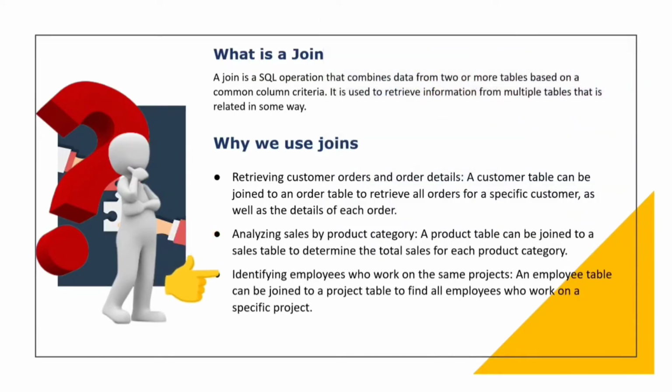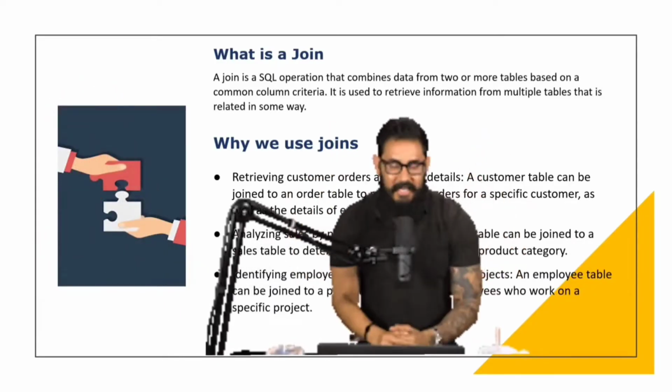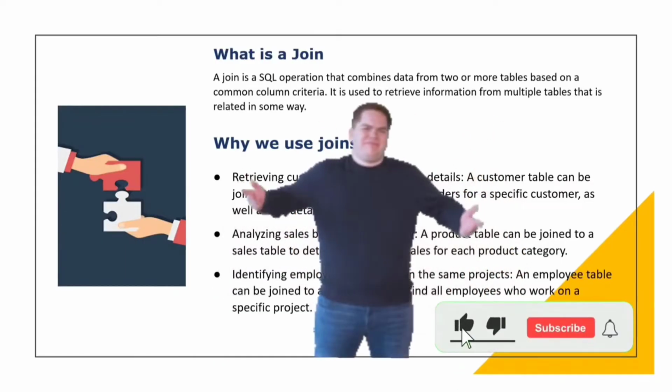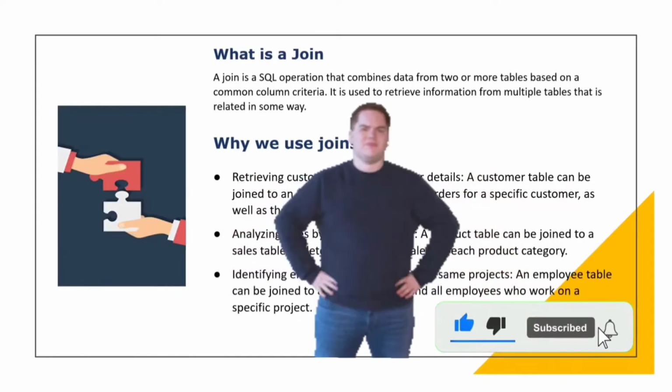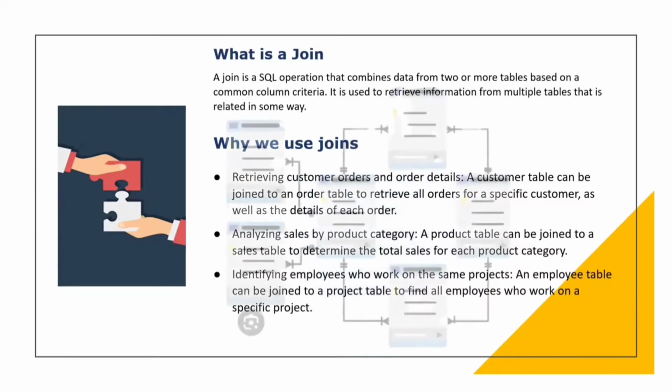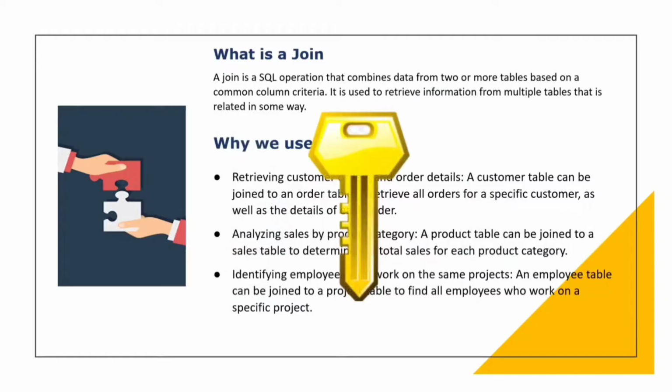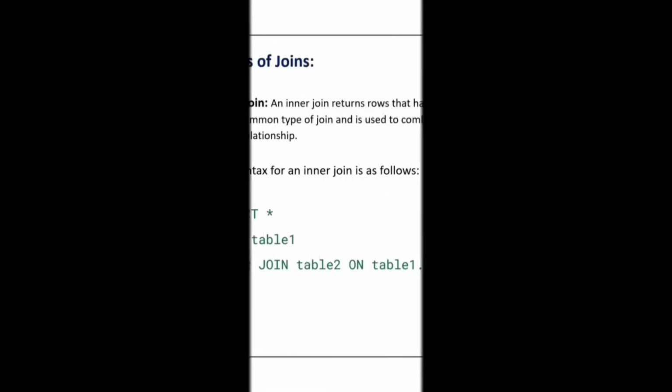The next one is identifying the employees who work on the same project. An employee table can be joined to a project table to find all the employees who work on a specific project. So these are a few use cases where we use joins in our day-to-day work. I hope you are clear now on what a join is. Basically, a join is nothing but joining data from two or more tables based on a key column, right?